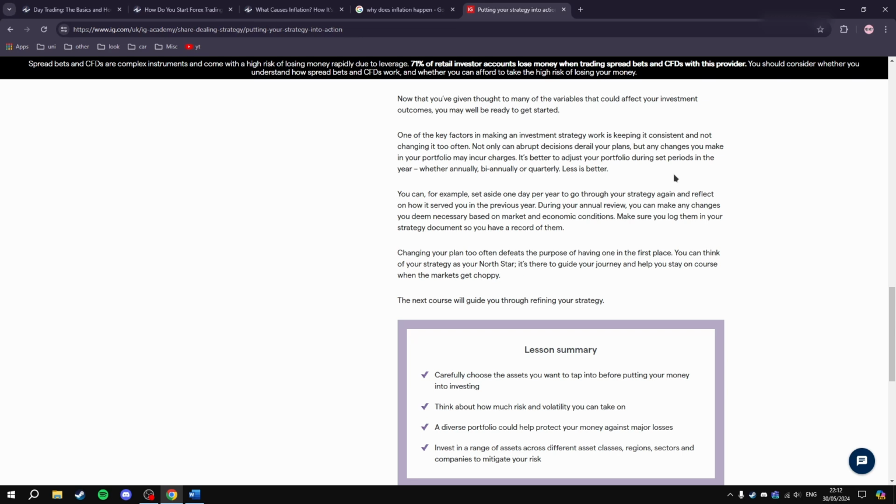Not only can abrupt decisions derail your plans, but any changes you make in your portfolio may incur charges. It's better to adjust your portfolio during set periods in the year, whether annually, biannually, or quarterly. Less is better.